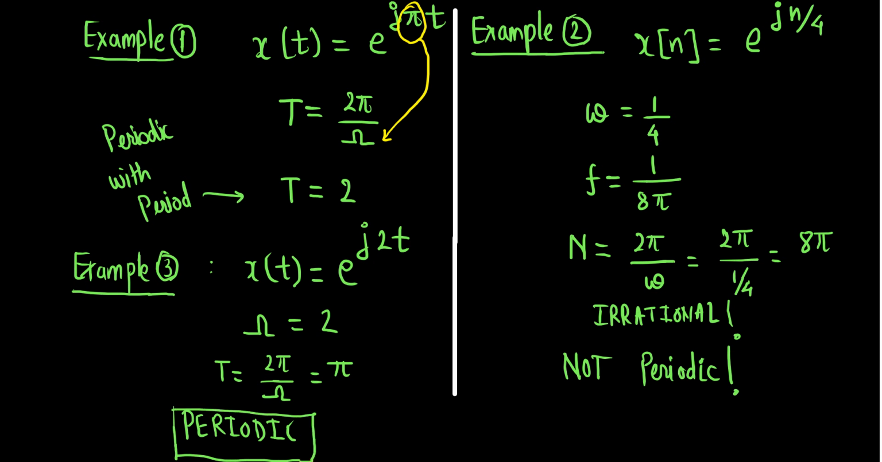The point to note here is that the continuous time complex exponentials are always periodic, but for the discrete time case we have to be cautious. For discrete time complex exponentials, we need to check whether the period is a ratio of two integers or not. If that is the case, only then can we find a period, otherwise we can't. If the period is not a ratio of two integers, the signal is going to be non-periodic. We shall see more on complex exponentials in the next module. See you then.